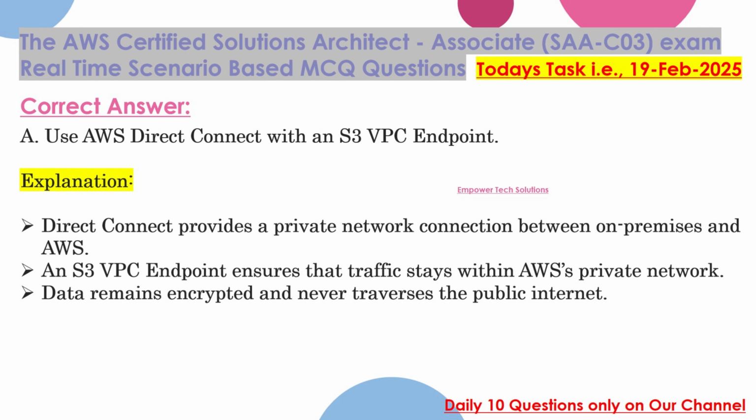Correct answer: A. Use AWS Direct Connect with an S3 VPC endpoint. Explanation: Direct Connect provides a private network connection between on-premises and AWS. An S3 VPC endpoint ensures that traffic stays within AWS private network. Data remains encrypted and never traverses the public internet.